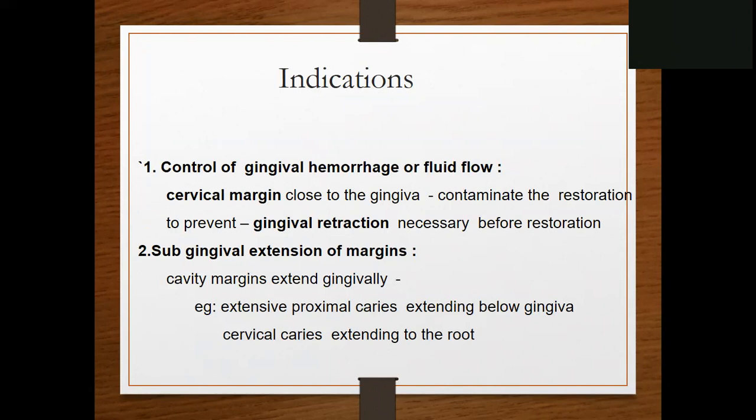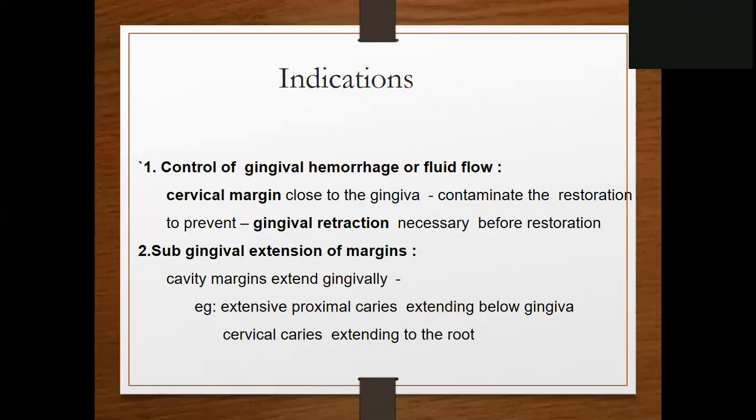The control of the gingival hemorrhage or the fluid flow is quite important because the cervical margin that is close to the gingiva can contaminate the restoration. That is, a proper isolation will not be obtained, and hence it affects the properties of the restorative material because of the lack of proper isolation. Hence the gingival retraction is quite necessary before moving on to a restorative procedure. Similar to the control of gingival hemorrhage, the control of the gingival crevicular fluid is also quite important. And in order to control the GCF, the gingival retraction is required.